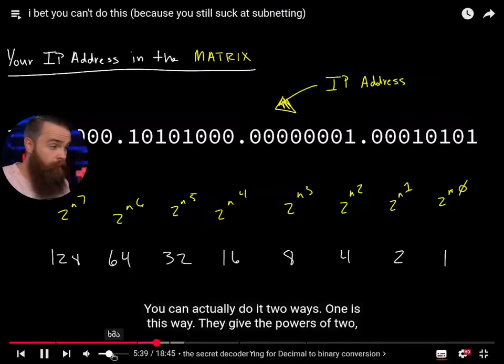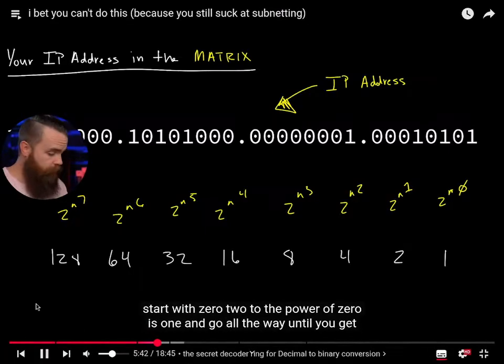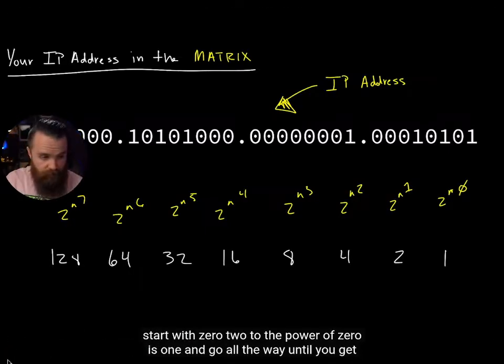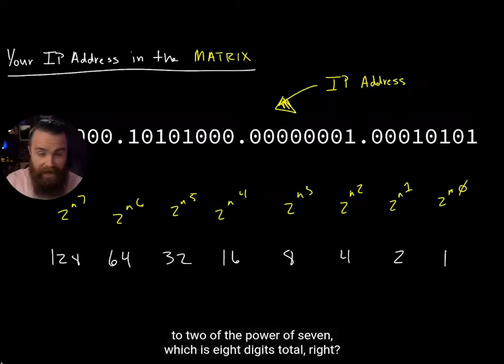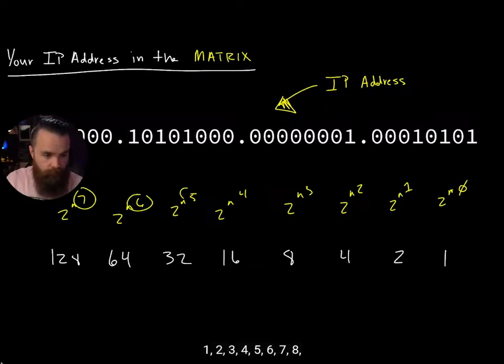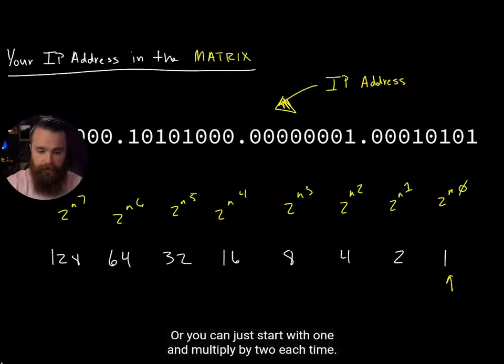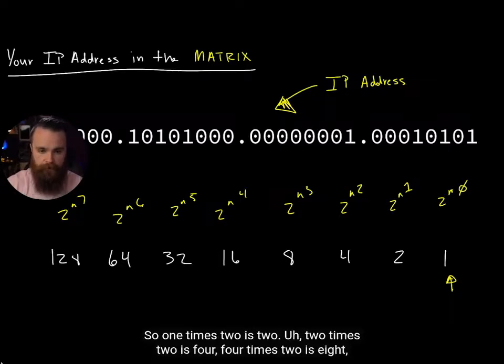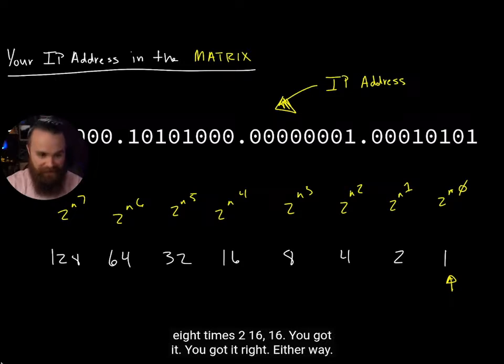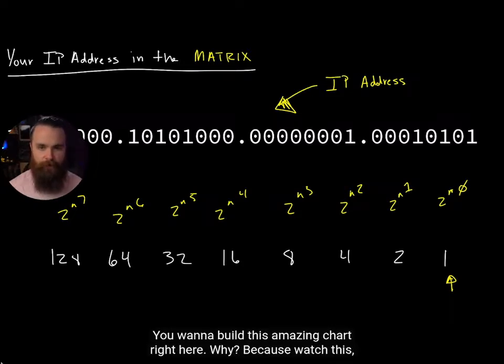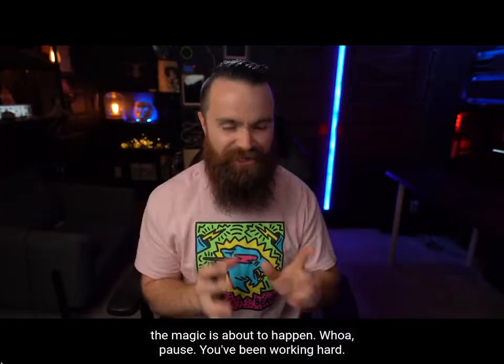You can actually do it 2 ways. One is this way, you get the powers of 2. Start with 2 to the power of 0, which is 1, and go all the way until you get to 2 to the power of 7, which is 8 digits total, right? 1, 2, 3, 4, 5, 6, 7, 8. The powers of 2 table. Or you can just start with 1 and multiply by 2 each time. So 1 times 2 is 2. 2 times 2 is 4. 4 times 2 is 8. 8 times 2 is 16. 16 times, you got it, right? Either way, you want to build this amazing chart right here. Why? Because watch this, the magic is about to happen.